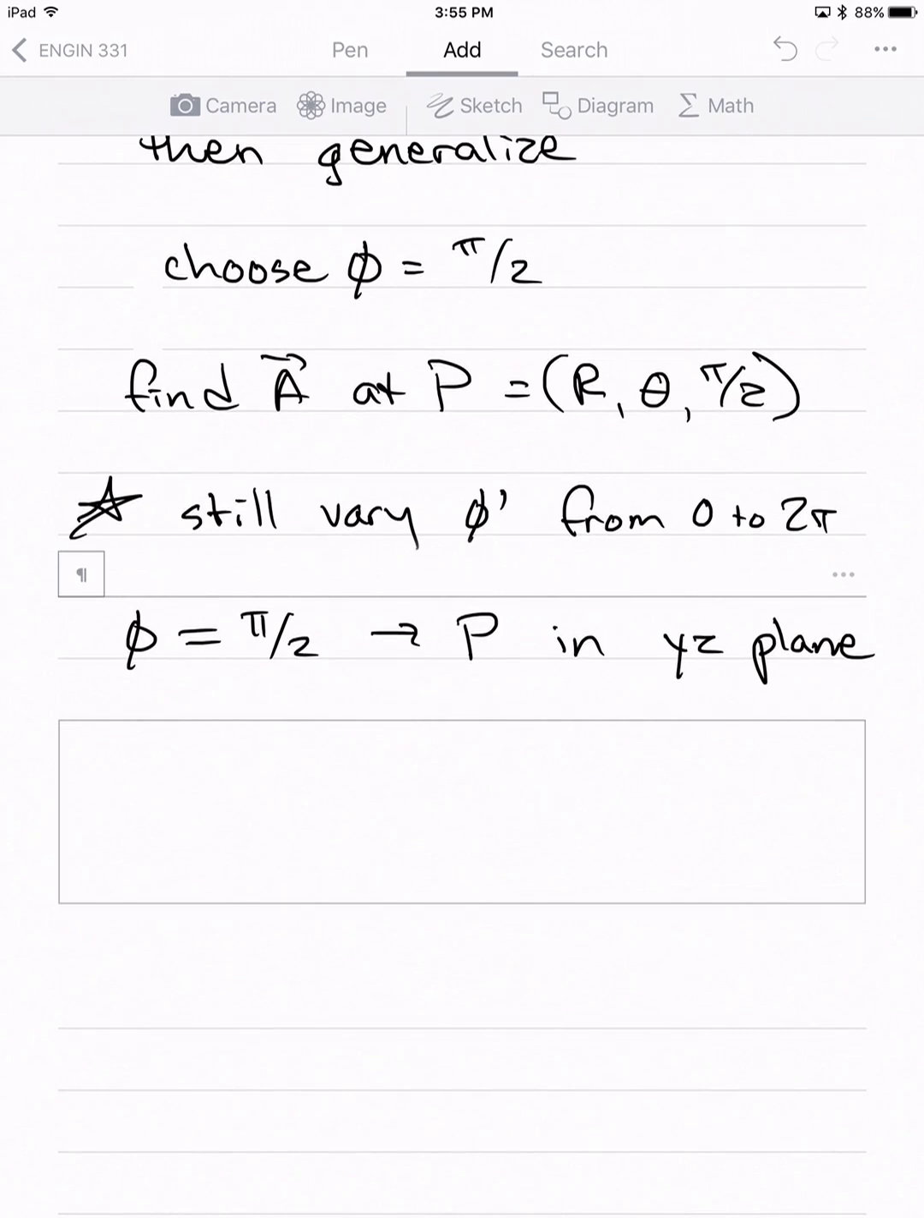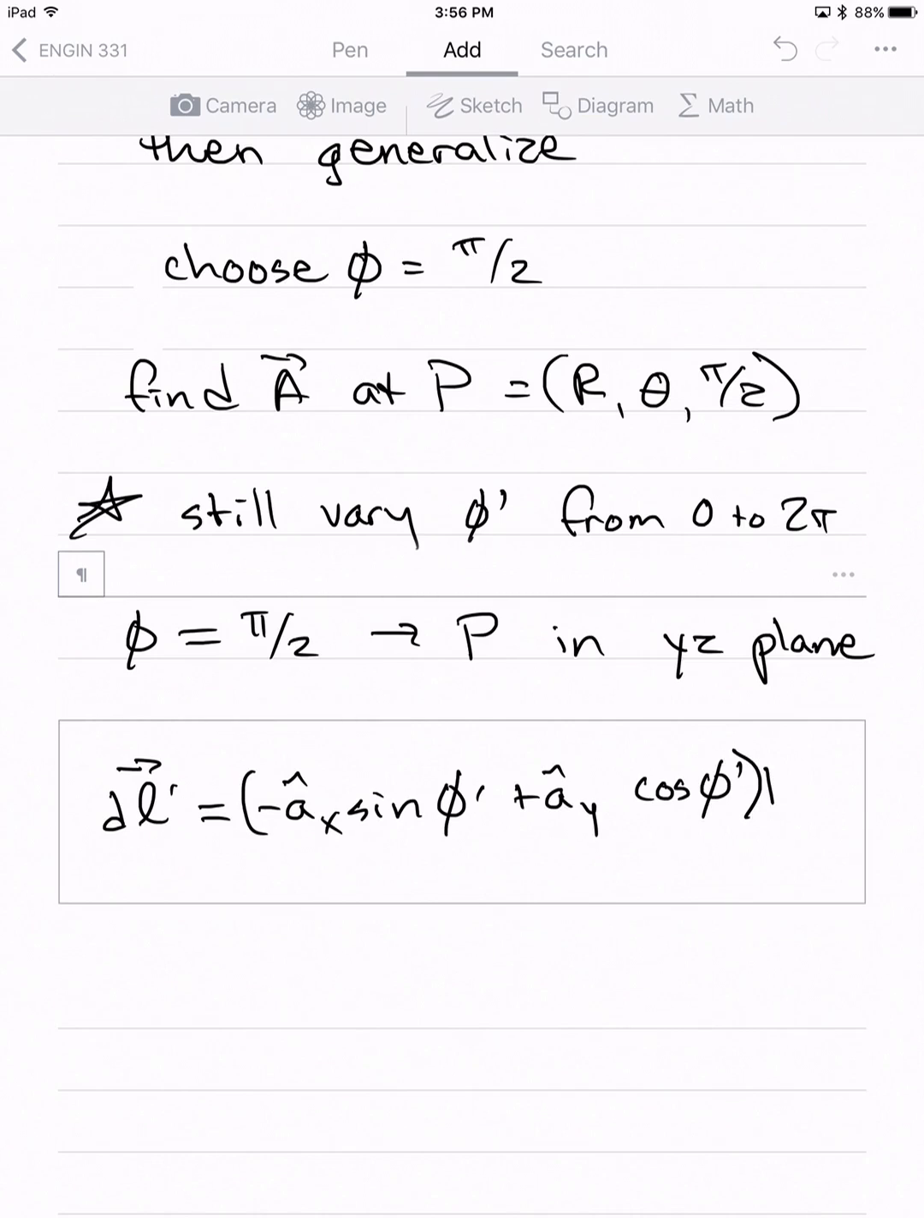Now, our differential length vector of integration, dl prime, is equal to minus a hat x sine phi prime plus a hat y cosine phi prime, all times b, because that's the radius of our circle, d phi prime, because that is our differential length, and this is its unit vector.